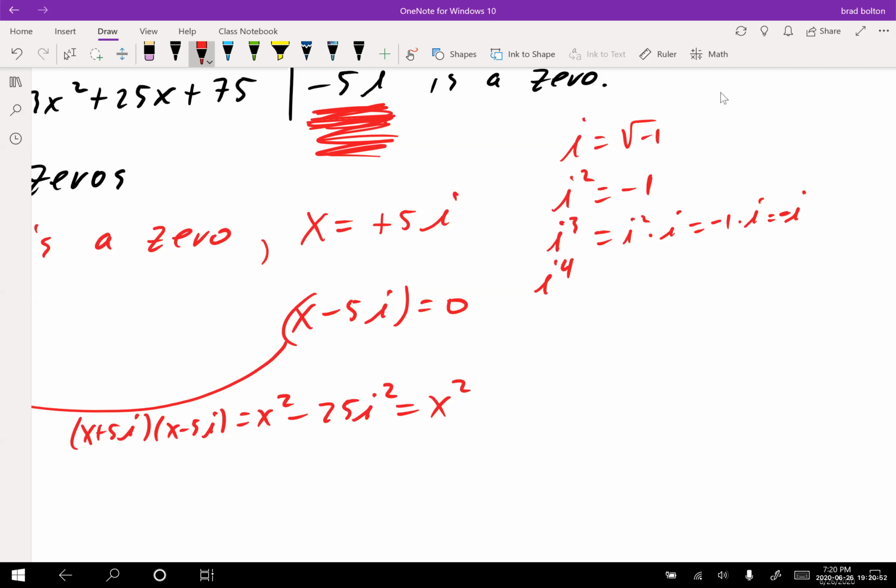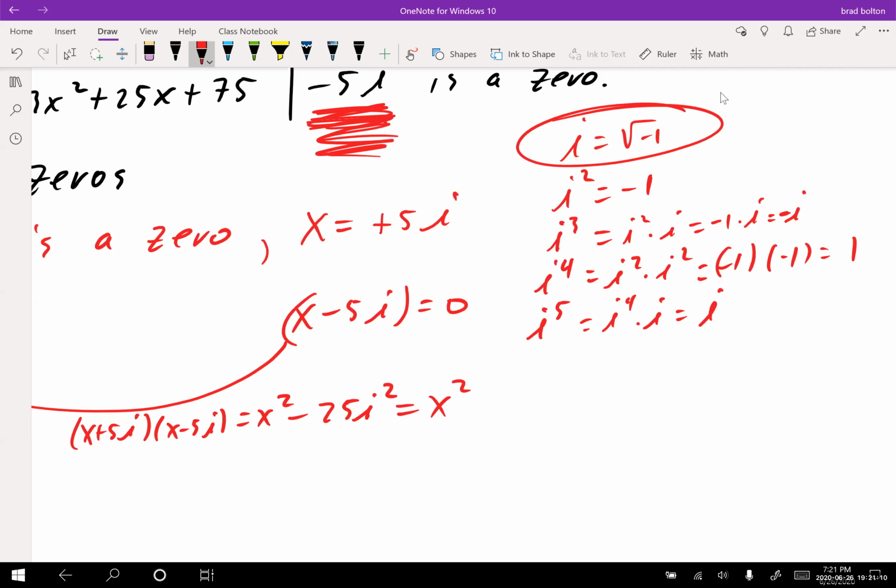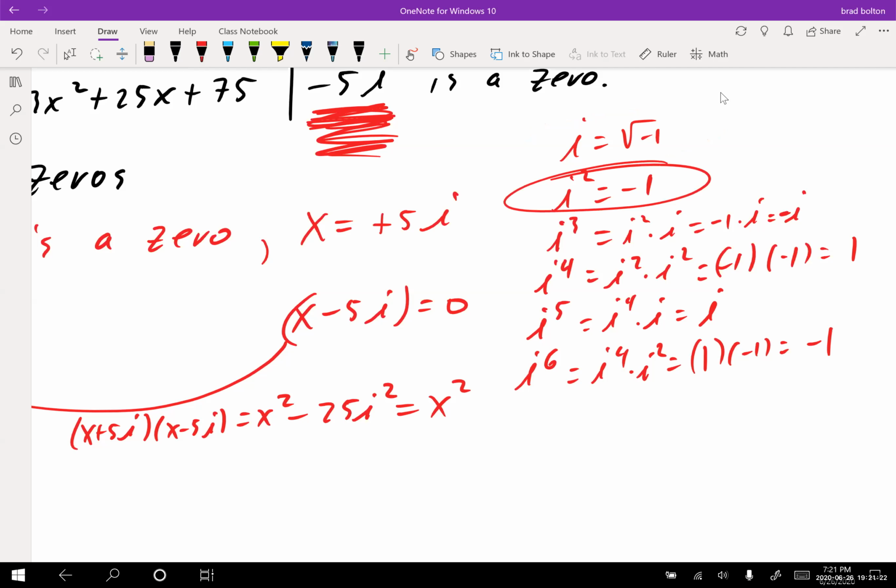But what's i to the fourth? Well, isn't i to the fourth just i squared times i squared? But what's i squared? Negative 1. This is negative 1 times negative 1. That becomes 1. Now here's the weird part. It just keeps going. i to the fifth is equal to i to the fourth times i, but that's just i, so we're right back to here. i to the sixth becomes i to the fourth times i squared, but that's actually 1 times negative 1, which is negative 1. So we're right back to here. You guys see the pattern? It's going to recycle itself every 4.